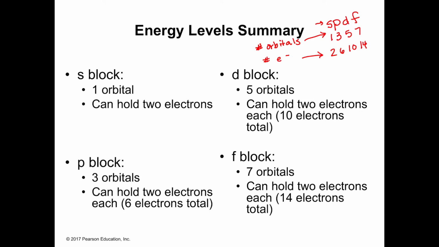This, though, writes it out a little bit more, right? In the S block, we have 1 orbital, and it can hold 2 electrons, because it's only got 1. So in the P block, we have 3 orbitals. Each one can hold 2 electrons, so we have 6 total. The D block has 5 orbitals. Each one can hold 2 electrons, so we get 10 total. F block has 7. Each one can hold 2 electrons, so we get 14 total. Or you can just remember SPDF is odd, so 1, 3, 5, 7 is the number of orbitals. 2, 6, 10, 14 will be the number of electrons.